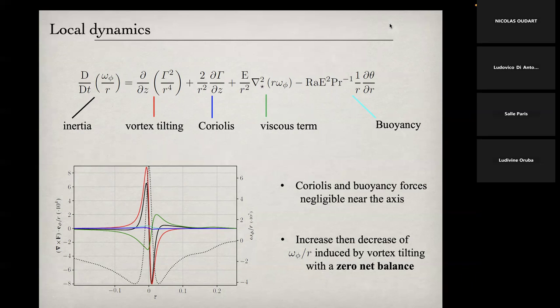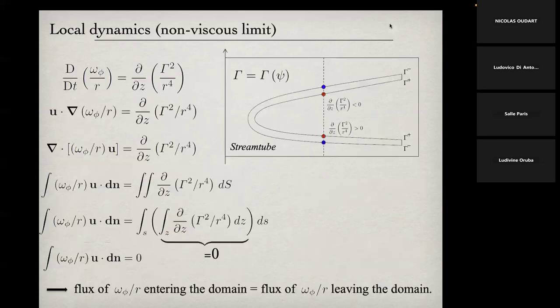First, you can see on this figure that the Coriolis and buoyancy forces are negligible near the axis. Then you can also notice, looking at the red curve, that the vortex tilting term first yields an increase of omega phi and then a decrease of omega phi. And actually, the net balance of this vortex tilting term is 0. It can be shown by considering the inviscid limit.